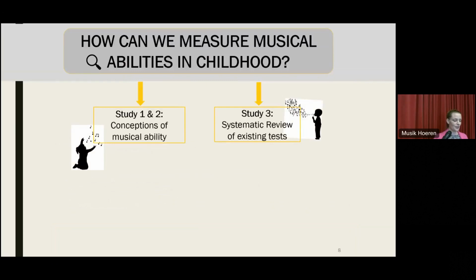And so we made a bigger plan. Today I'm going to present you two studies that I'm currently working on. One is about the conceptions of musical ability.